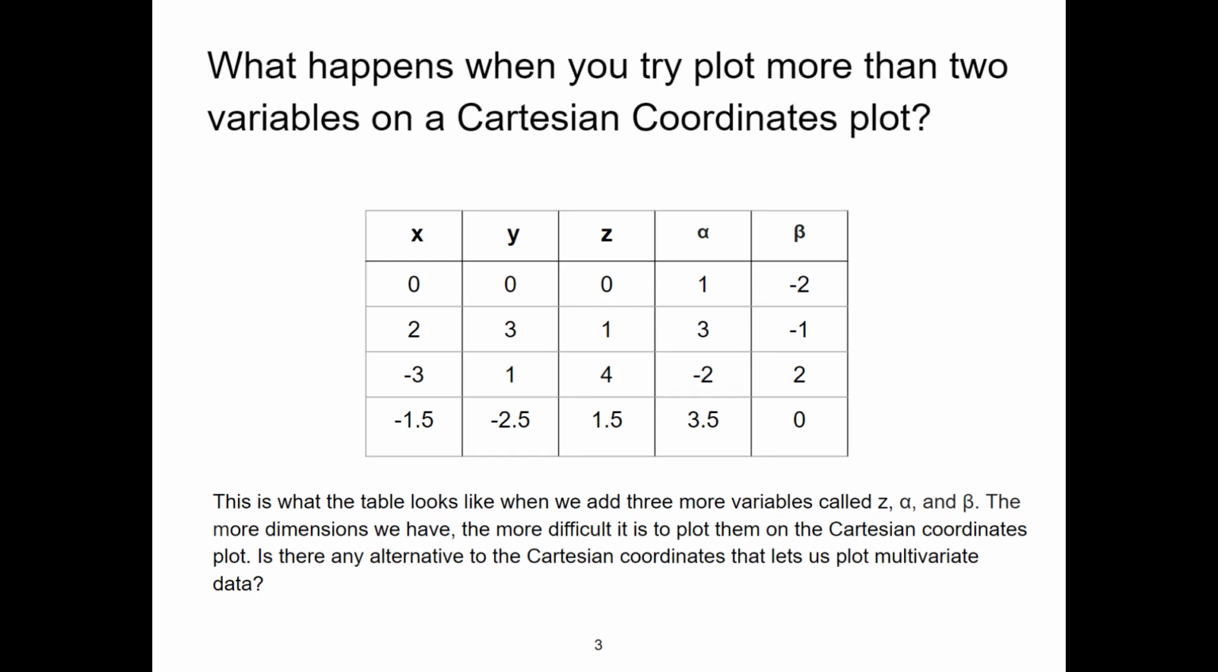This is what the table looks like when we add 3 more variables called z, alpha and beta. The more dimensions we have, the more difficult it is to plot them on the Cartesian coordinates plot. Is there any alternative to the Cartesian coordinates that lets us plot multivariate data? We can use parallel coordinates plot as an alternative way to address the challenge of high dimensionality.